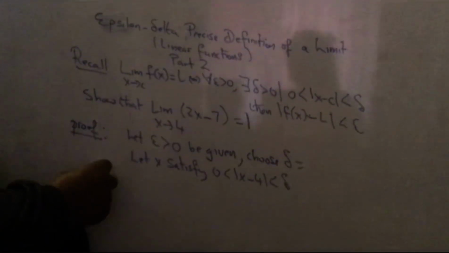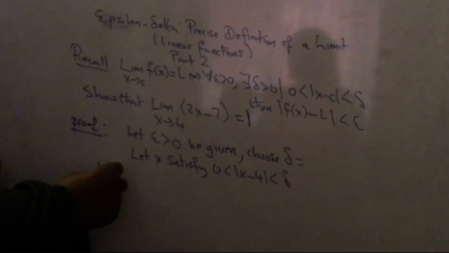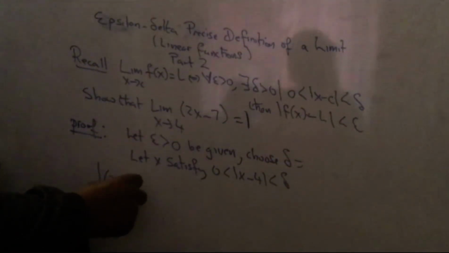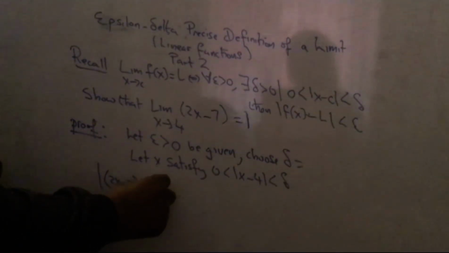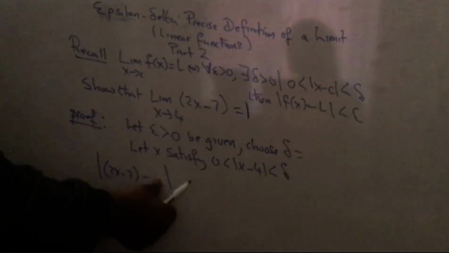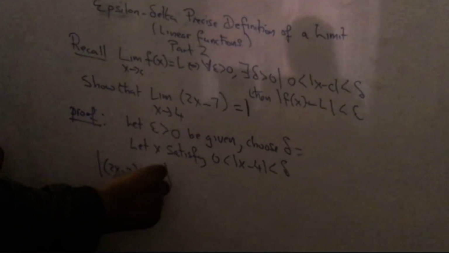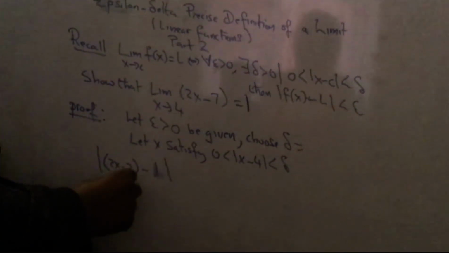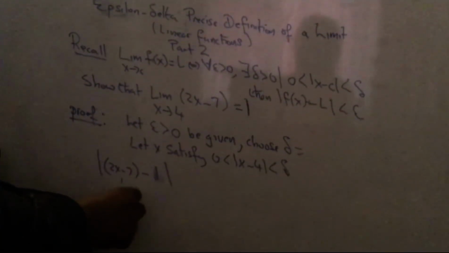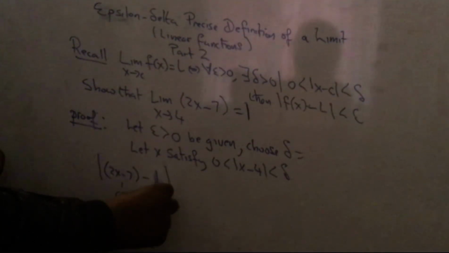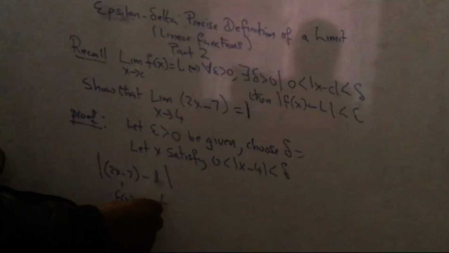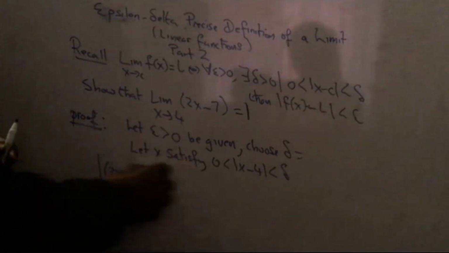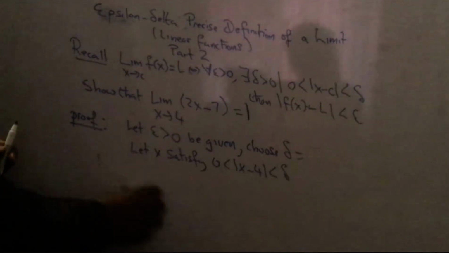So we write down the absolute value of f of x minus L, which is 2x minus 7 minus 1. This is the f of x function, and that's the limit L. Okay? Right, let me just rub that out now, so you can see clearly what I'm doing.